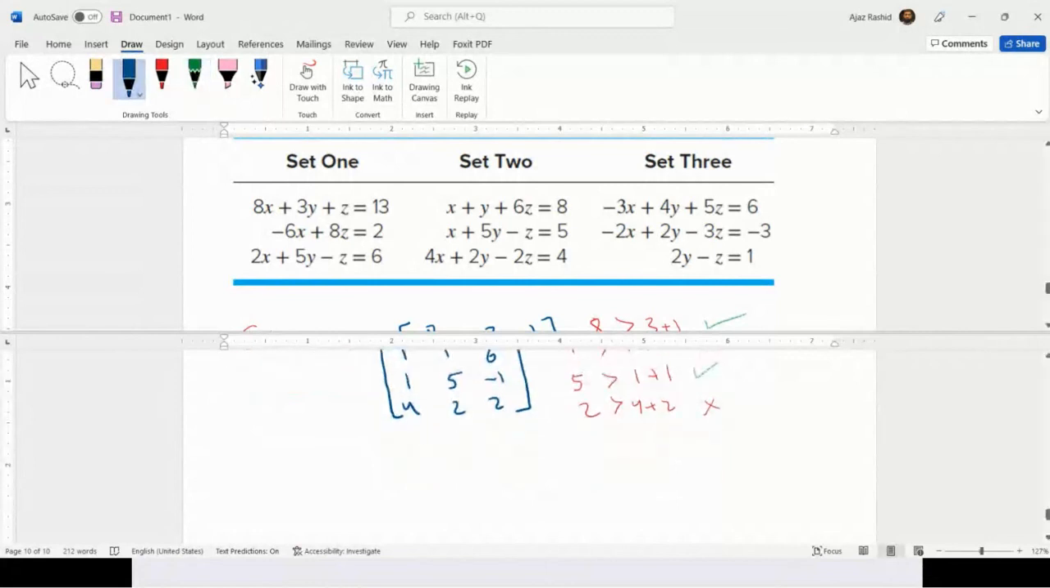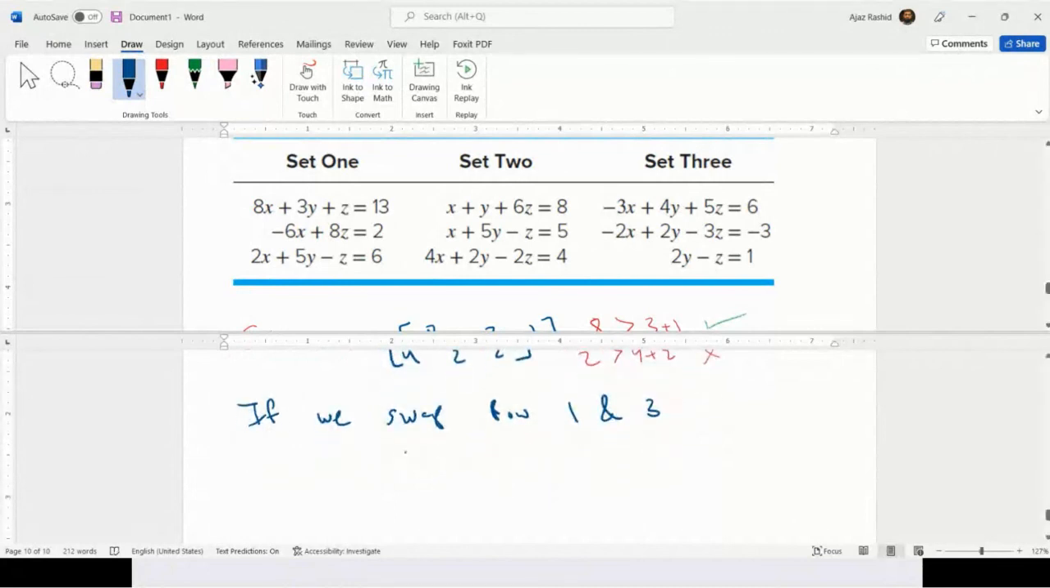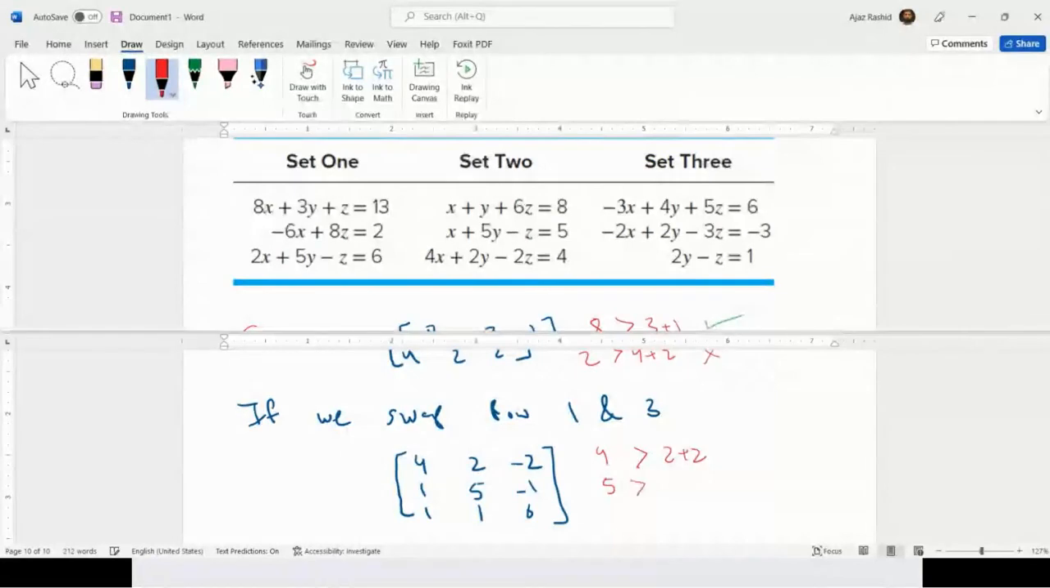What if we swap rows 1 and 3, so we get 4, 2, 2; 1, 5, -1; and 1, 1, 6. So 4 greater than 2 plus 2, 5 greater than 1 plus 1, and 6 greater than 1 plus 1.